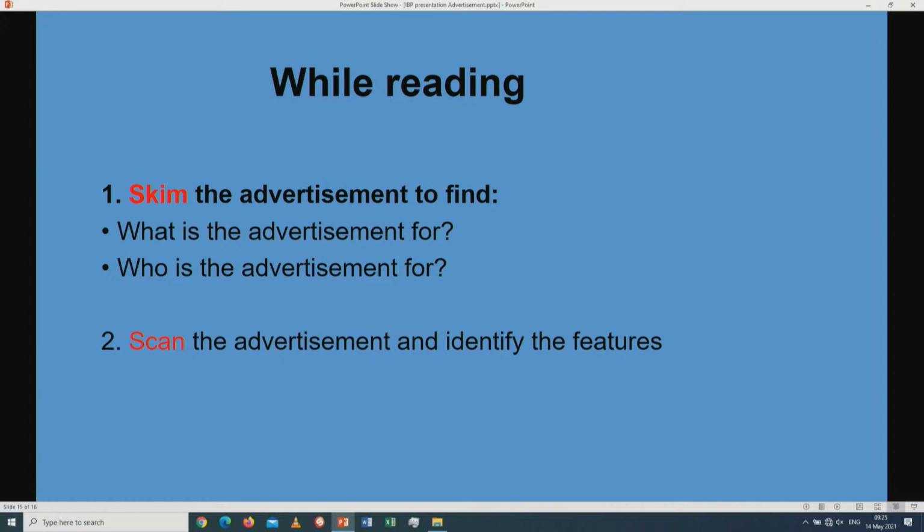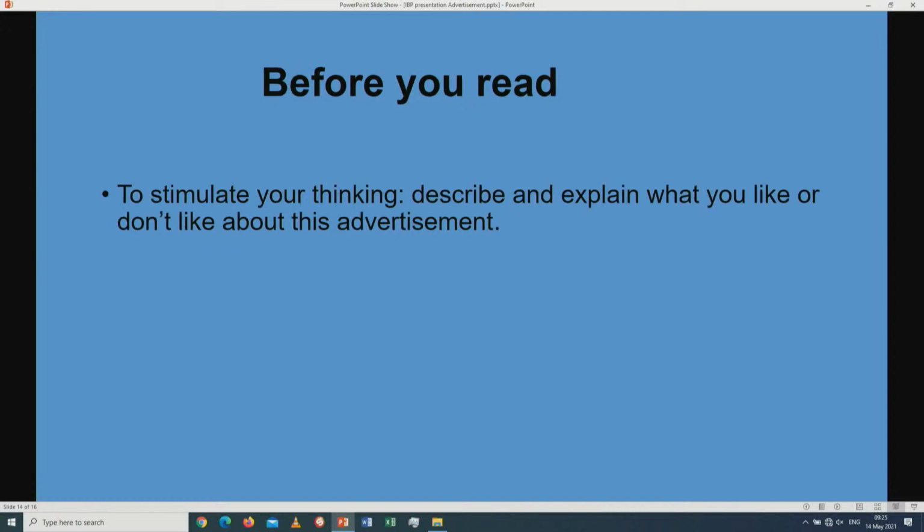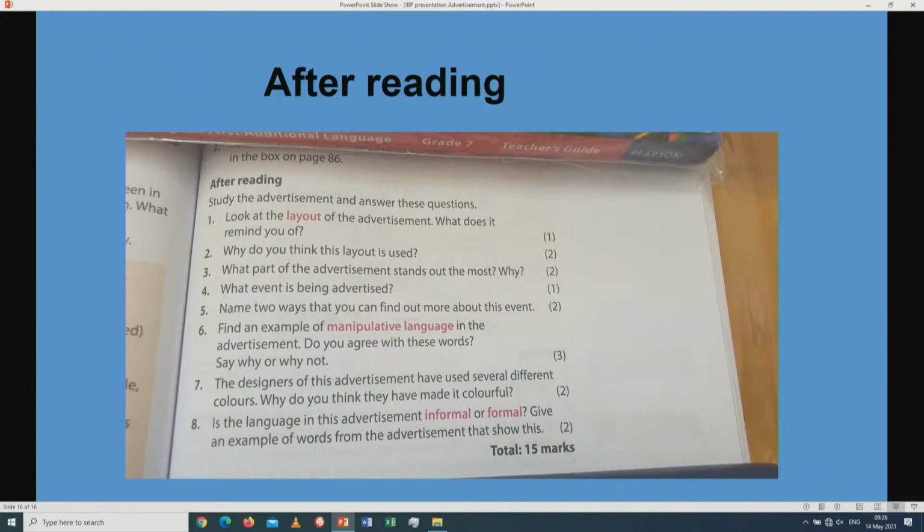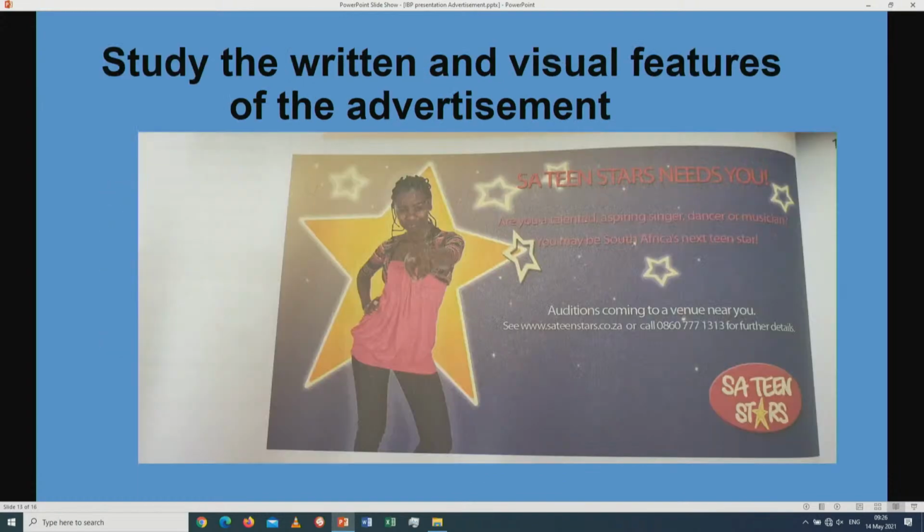Scan the advertisement and identify the features. Let's go back to the advertisement. You are now scanning. Remember, you are reading a text quickly in order to find specific information. And then we go to the last stage, which is after reading. After reading, you have to reread the advertisement in more depth. Let's go to the advertisement. I'm going to give you some time to look at it and you reread it in more depth.